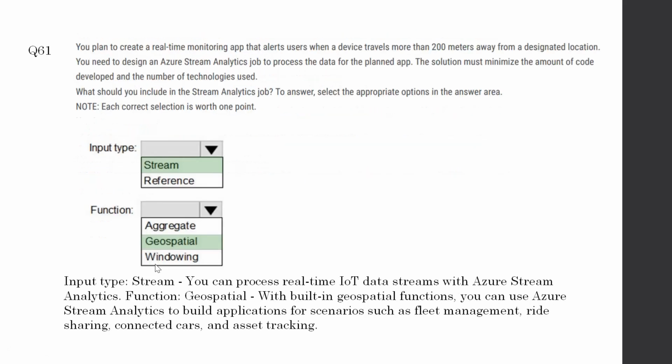Moving to the 61st question: you plan to create a real-time monitoring app that alerts users when a device travels more than 200 meters away from the designated location. You need to design Azure Stream Analytics jobs to process the data for the planned app. The solution must minimize the amount of code developed and the number of technologies used. Input type should be stream, and the function will be geospatial. With the built-in geospatial functions, you can use Azure Stream Analytics to build the application.